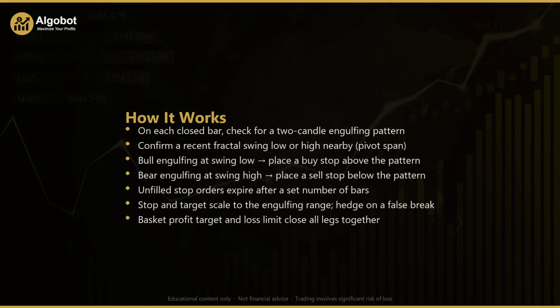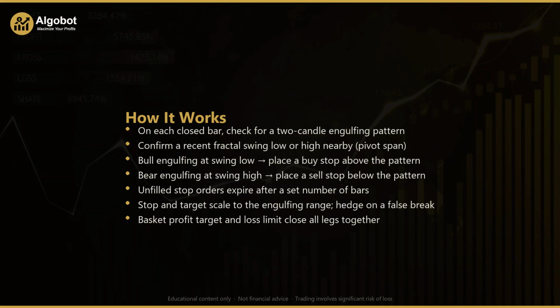Instead, it places a buy stop order just above the engulfing high, offset by a small breakout buffer. The trade only becomes active if price climbs through that level and confirms the reversal. A bearish engulfing at a swing high works the same way in reverse, with a sell stop placed just below the engulfing low. Once a stop order is placed, it has a limited life. If price does not reach it within the chosen number of bars, which is 3 by default, the order is canceled and the strategy resets. This keeps stale setups from lingering.